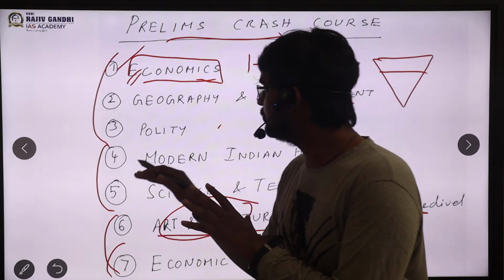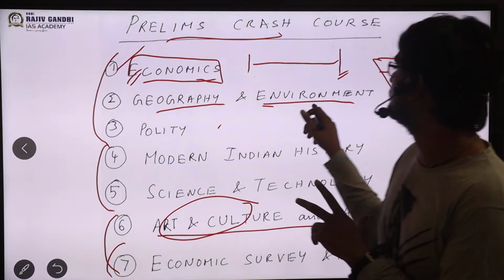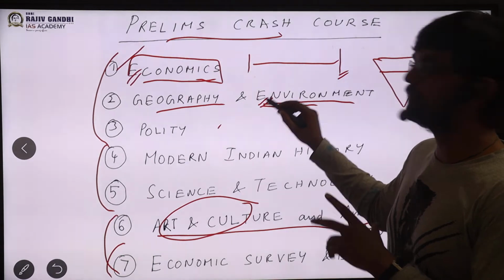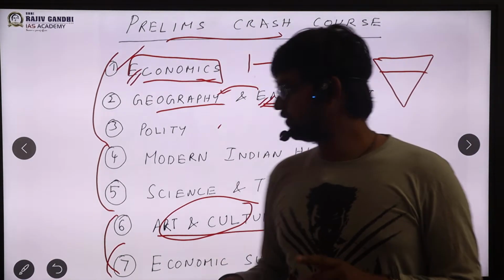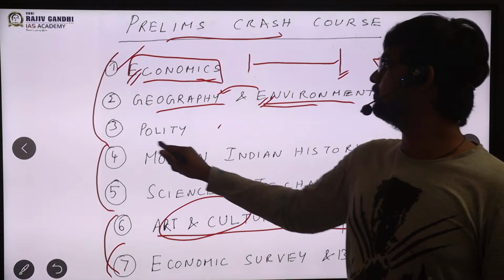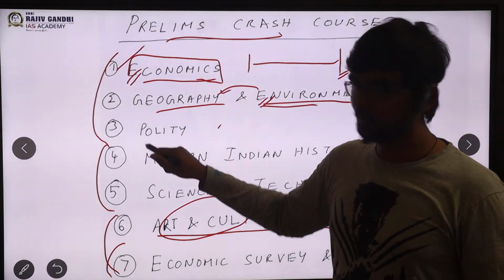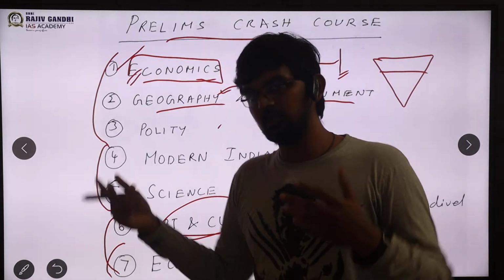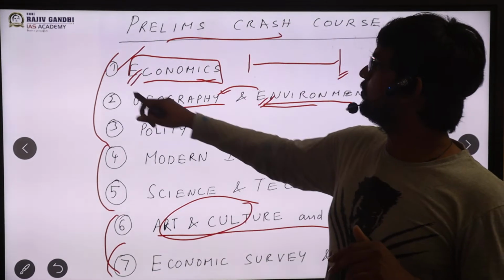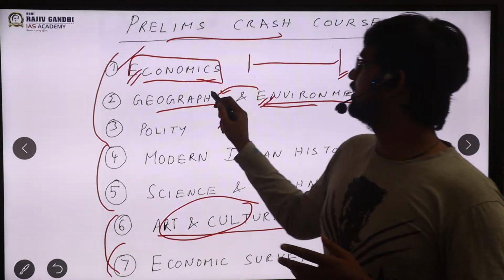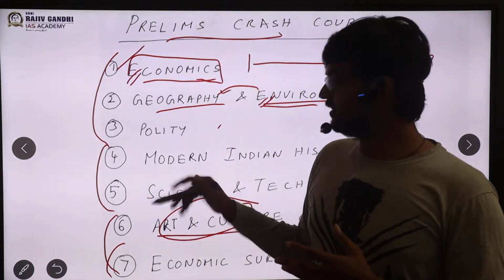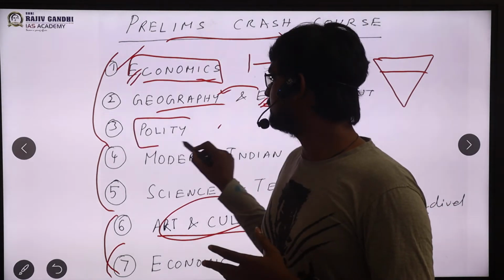Next we will move into geography and environment. Here environment is the weightage area, but to understand environment you need to know geography, so we will cover both. Why is geography coming before polity? Polity should come second, but I don't want to put two heavyweights together. So I put economics, then moved to environment and geography. Third, we'll come to the heavyweight of polity.